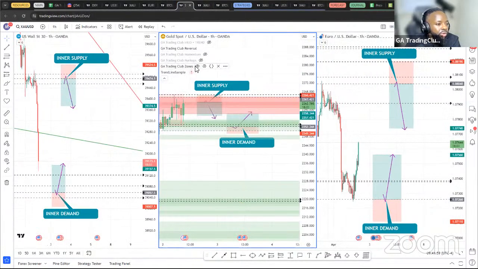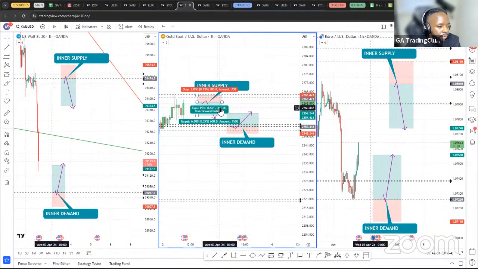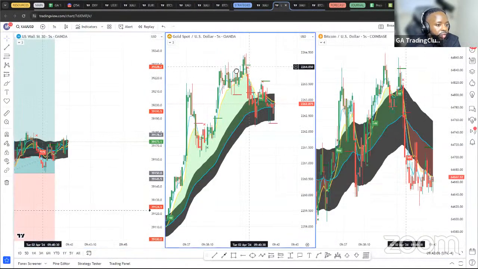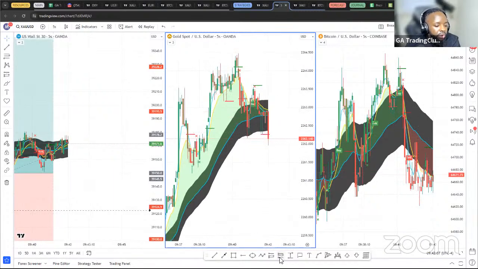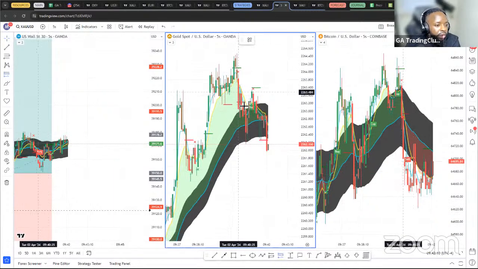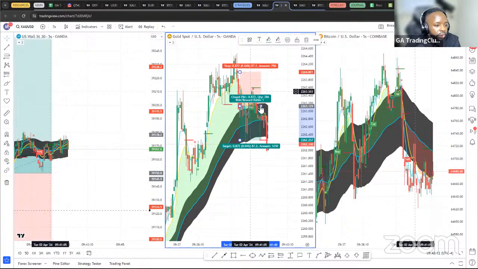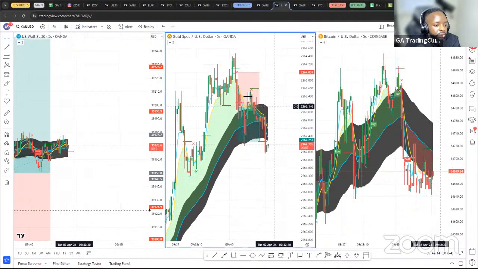Not exactly at 2265, but for this one, for the 1 hour, the entry would have been right here at the crossover, which is somewhere right there.